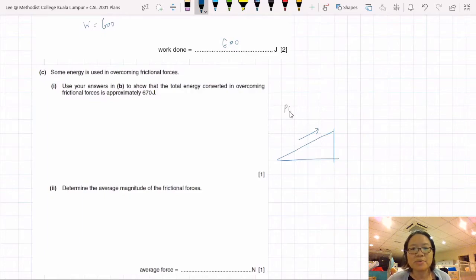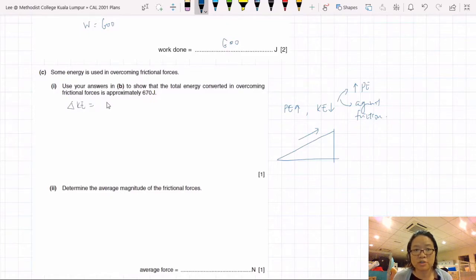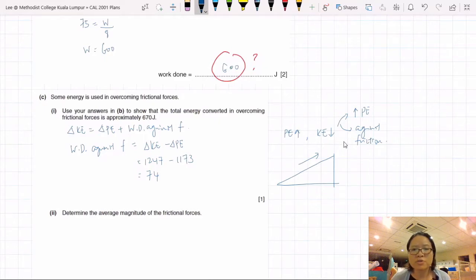Anyway, as you go up, your PE increases, your KE decreases. Your KE decreases because there is an increase in PE and then there's work done against friction. But you should also ask yourself, what happened to the 600 joules? Where is it going to go? I've skipped the part where I forgot about the 600. But the work done, the 600, actually contributes to the kinetic energy.